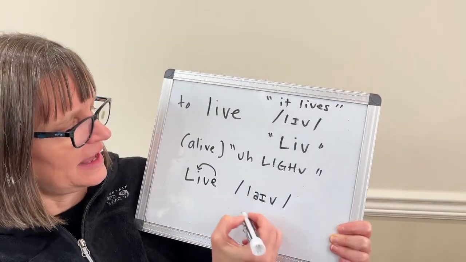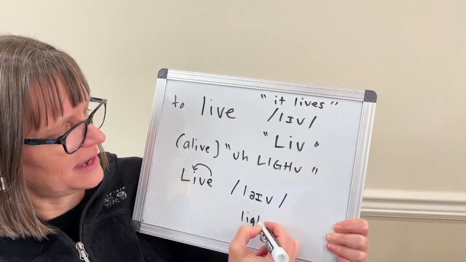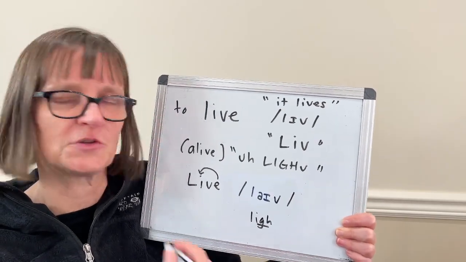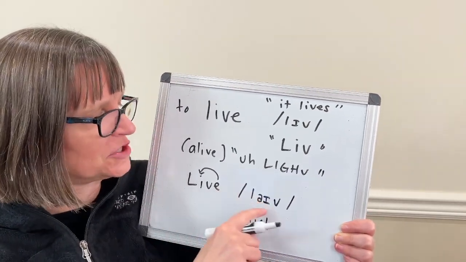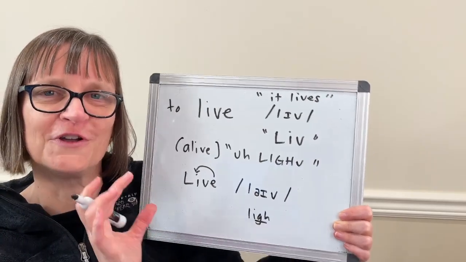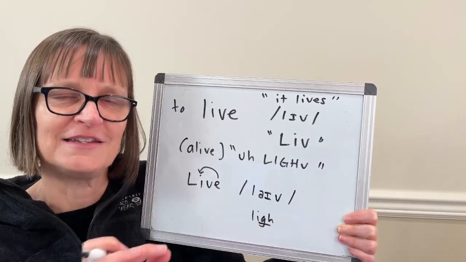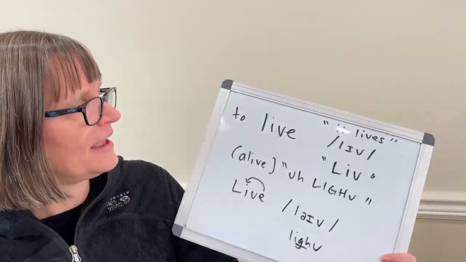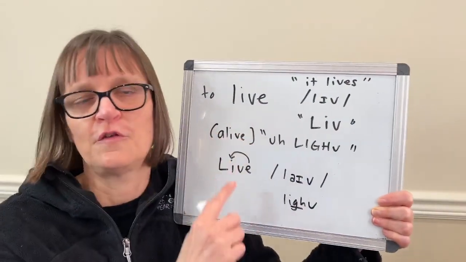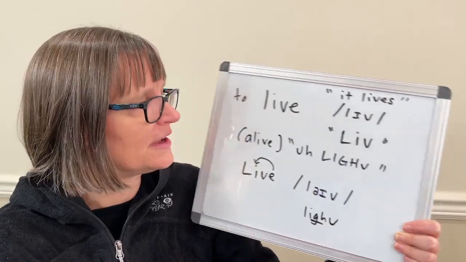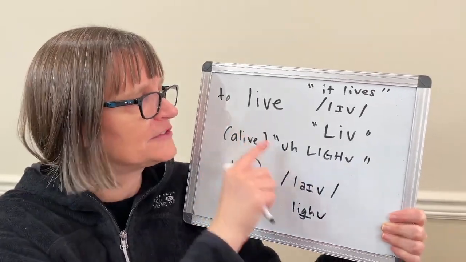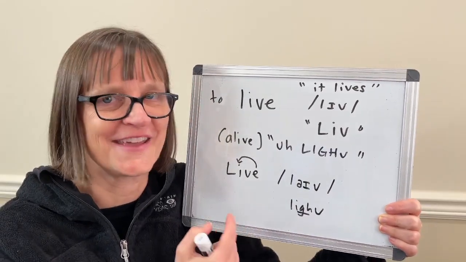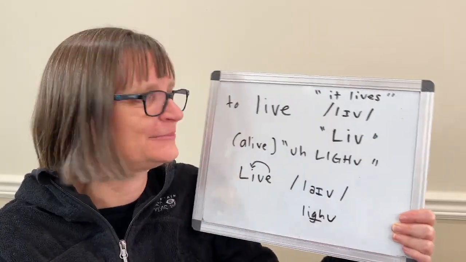So in live, I rewrite that sometimes with IGH, like in light, just because it's a spelling that you can think of. You can picture it with AI if that's helpful for you. Just make sure that your I diphthong is long and a gliding vowel sound. So again, I live for the live broadcast. It lives, so it's alive. We'll be live on Saturday like we usually are here on the channel.